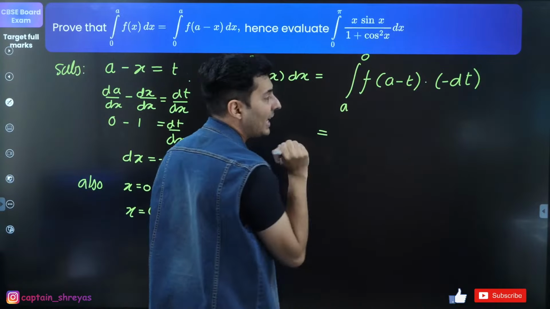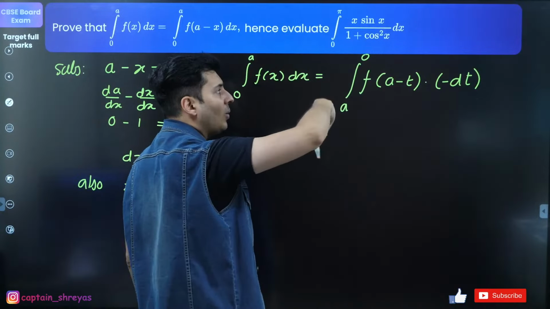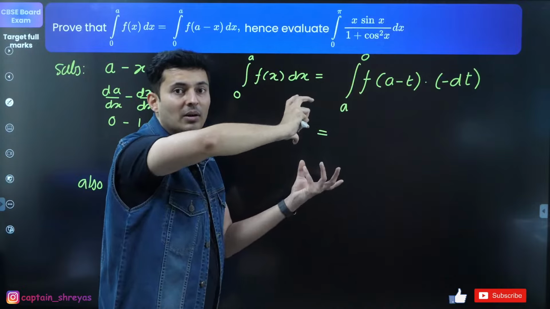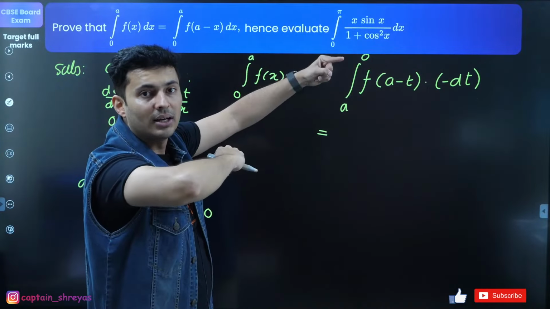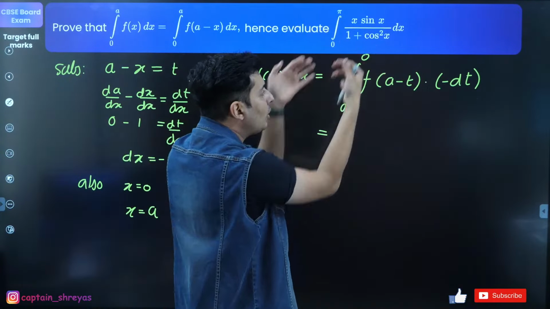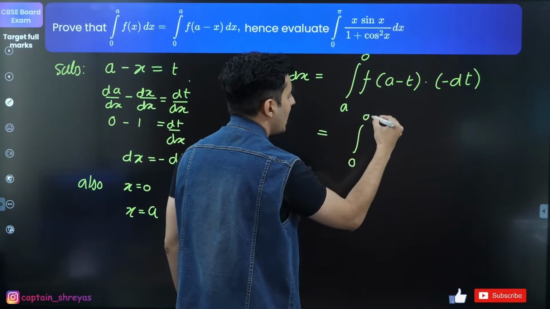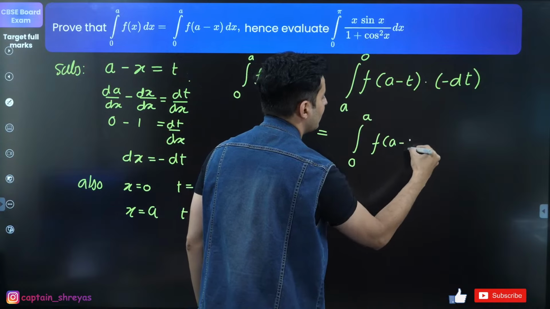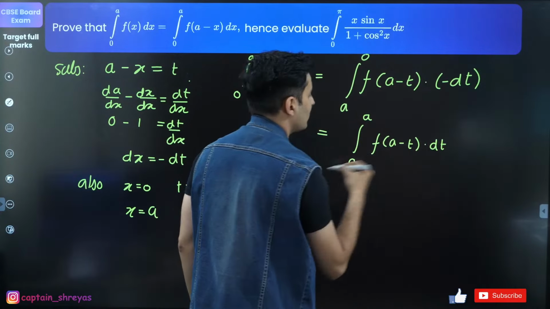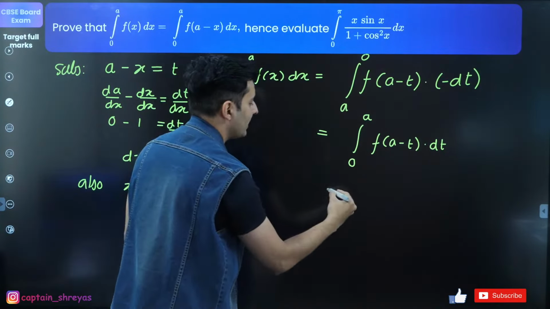Now because this minus sign is there, if I take it out, in case of definite integrals, I can just invert the limits. Upper limit becomes lower, lower becomes upper. So hence this will just become 0 to a, and this will become f of a minus t into dt. Yes or no? Now what is the next step?